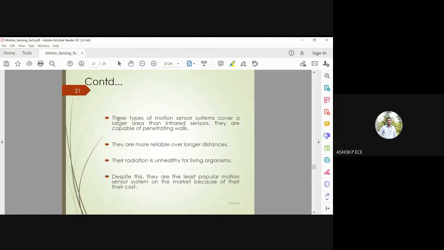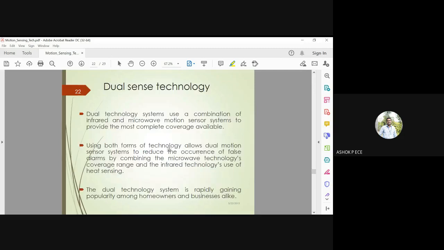So this type of motion sensor covers a larger area than infrared signal. They can even penetrate walls. They are more reliable over longer distances. But the only thing is, the radiation is unhealthy for living organisms. Up to a particular power, you cannot increase the power because it is going to be harmful to living beings. Despite this, they are least popular. We still go with IR and ultrasonic, only IR and ultrasonic, and we do not go for microwave based sensing because the radiation effects are going to be unhealthy.